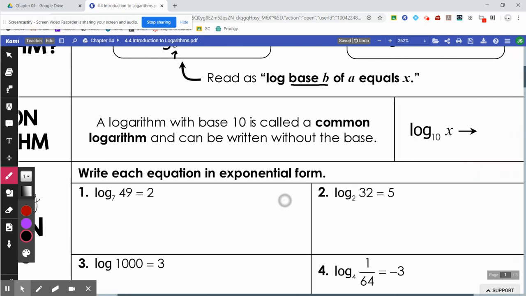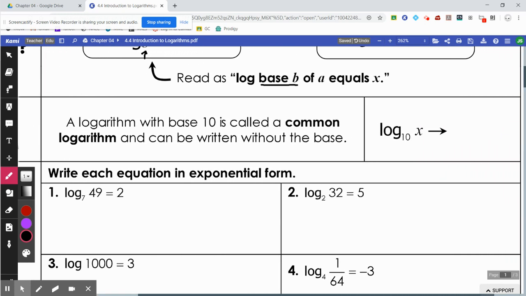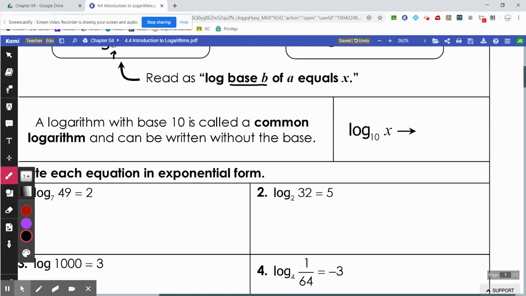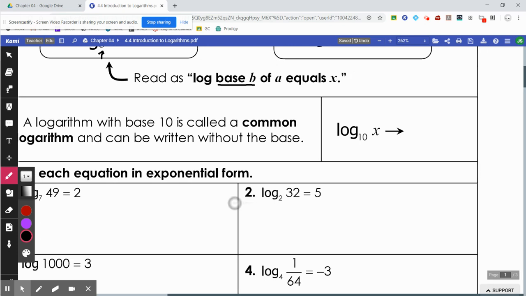A common log is a logarithm with a base 10. Now notice what we can do here. A logarithm with a base 10 is called a common log. You can write it without the base. So log base 10 of x, we can just write as log of x. So if there's no number in the base, it's understood to be a base 10.